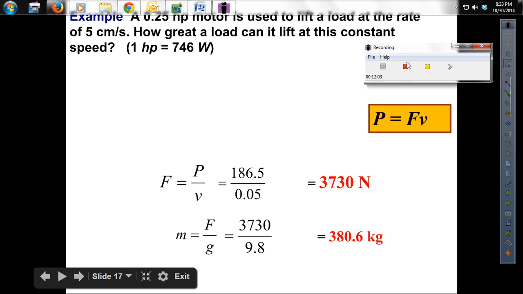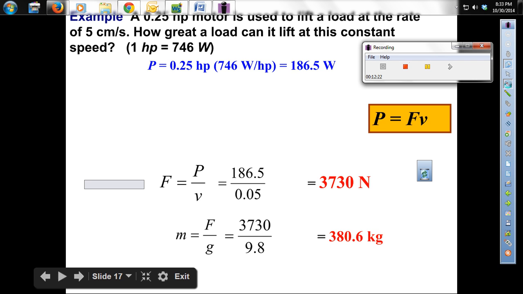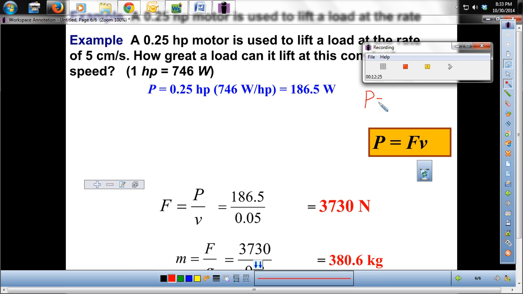I believe that we have an example problem. A 0.25 horsepower motor is used to lift the load at the rate of 5 centimeters per second. How great a load can it lift at this constant speed? Well, here's a new equation. Power is force times velocity. And I'll try to show you where that came from. Alright, so power is work over time. Work is force times distance. Distance over time is the same thing as velocity. So that's where that came from.